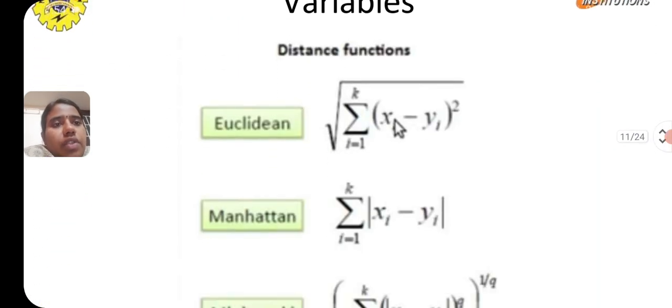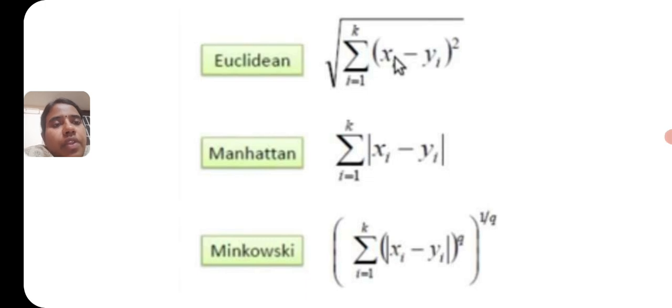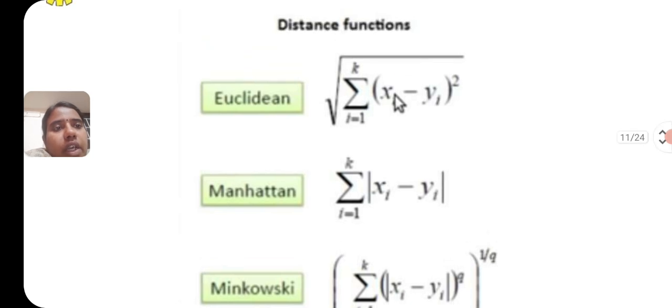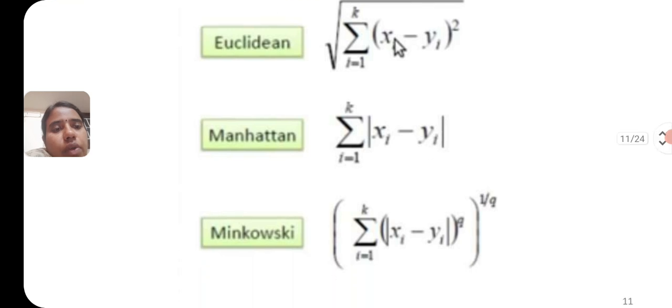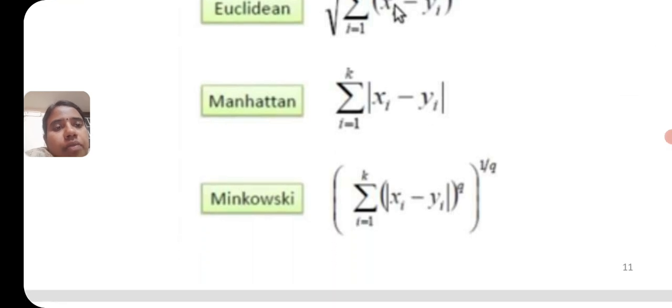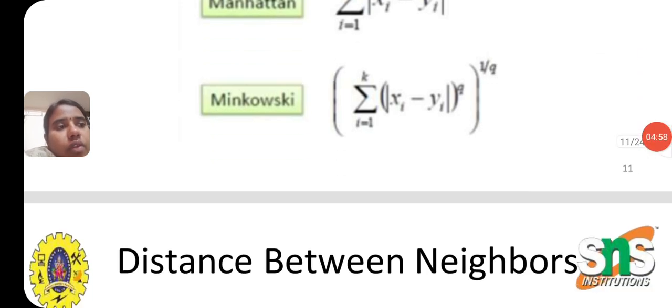Distance measures for continuous variables. Euclidean: the square root of the summation over i equal to 1 to k of (x_i minus y_i) squared. Next is Manhattan: the summation over i equal to 1 to k of the absolute value of x_i minus y_i. Minkowski: the summation over i equal to 1 to k of the absolute value of x_i minus y_i, whole to the power q, whole to the power 1 divided by q.